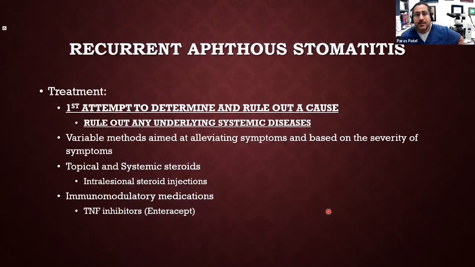When we treat patients like this, the first thing is to attempt to rule out a cause. Look at underlying systemic diseases, look at specific allergens that they may be reacting to, and see if you can determine something. I usually do a food diary for some of these patients and evaluate the products they're using. SLS is one of those things, so think about toothpaste, mouthwashes, things like that. Then various methods are aimed at alleviating the symptoms based on severity. If you can't determine a cause, then we need to address the symptoms. You can use topical or systemic steroids, and patients who have really severe disease can go on more aggressive immunomodulatory medications.